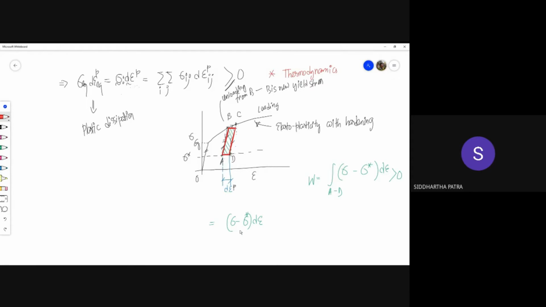Okay, that is sigma minus sigma star times d epsilon. So this is the area of this parallelogram. Then the additional part is, you see, if this portion is d epsilon, so this is d sigma. Now you can very well regard this as d epsilon p. So in addition to that, you have this triangular area whose area would be half of d sigma times d epsilon, and that is greater than 0.